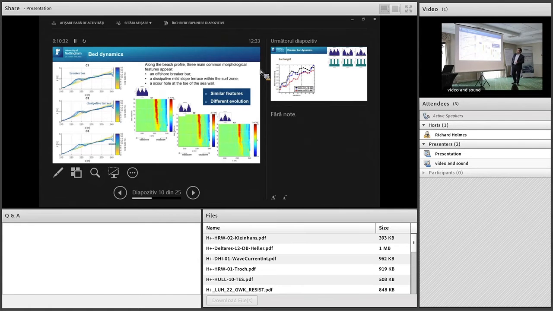So these are time stacks, and this is the most interesting part. I think it tells a lot about what was going on in the experiments. These are time stacks of the net bed change from the initial condition. The red indicates accretion, so you're looking basically at the signature of the bar, and the blue indicates erosion, so this is the signature of the scour. And so we have the first storm, second storm, third storm, and so on.